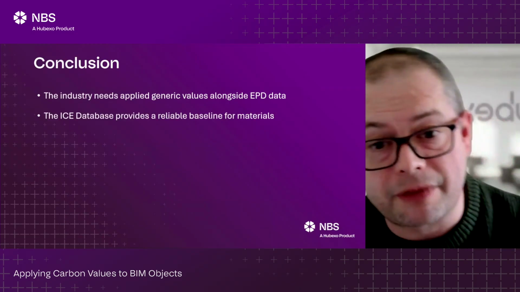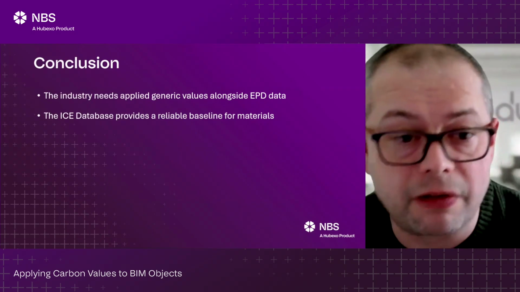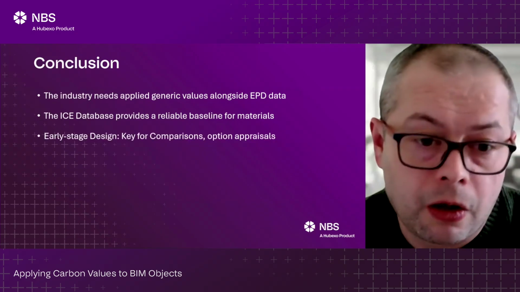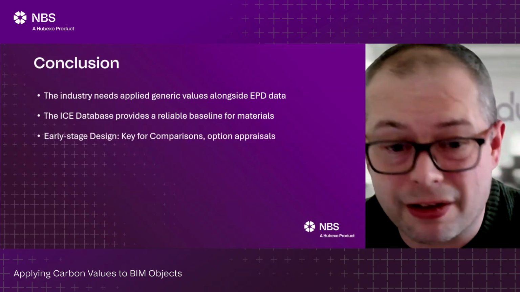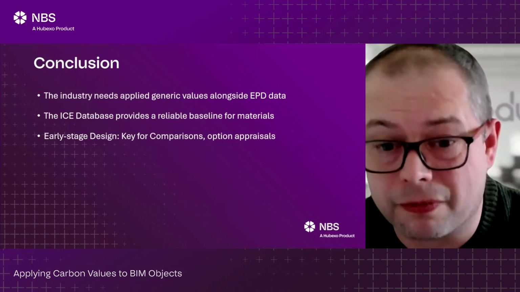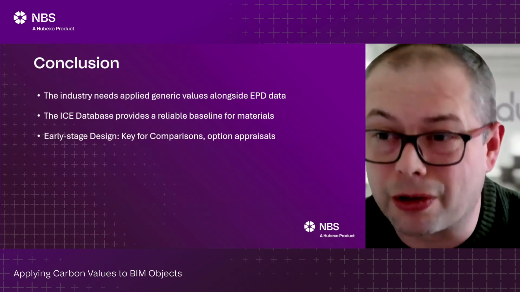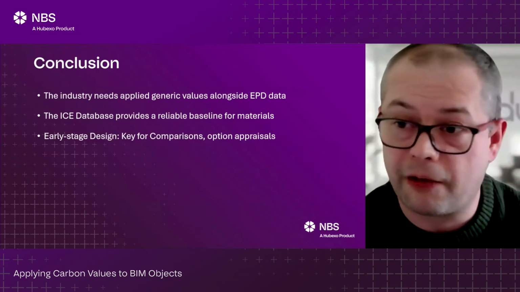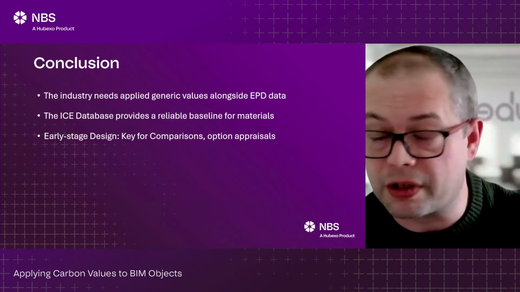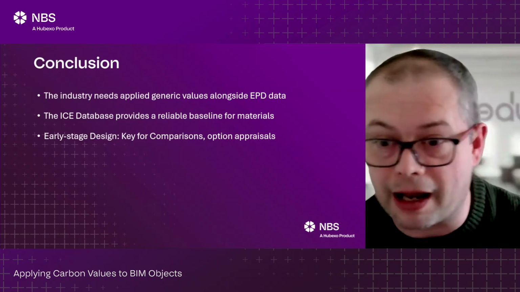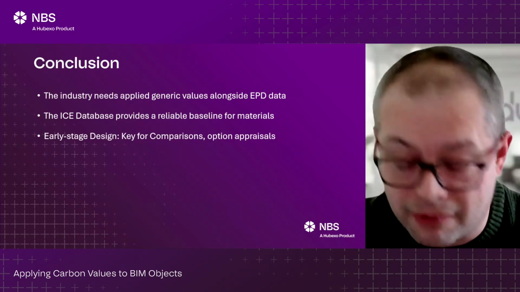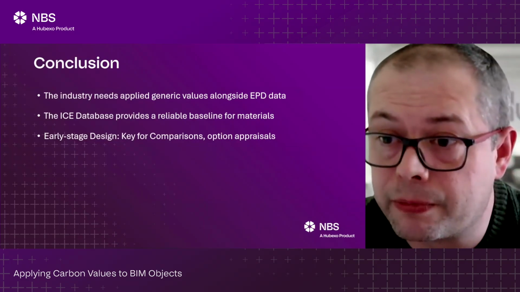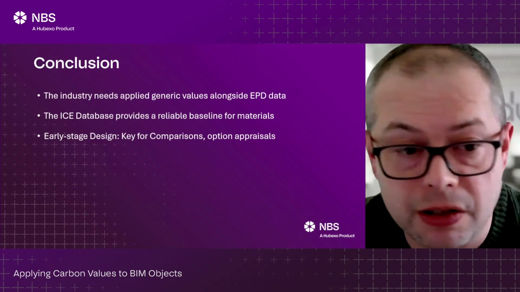The ICE database itself provides a reliable baseline for material values, so I highly recommend downloading that and taking a look. At early stage design, generic values are very, very good for comparisons and option appraisal. So if you want to look at those different options with your client, being able to use these values and say, well, look, if we use this specific material or this specific strength, we can reduce the carbon by X. Give them some options. You then are going to be covered in terms of starting that sustainable outcome journey at the earliest possible stage.